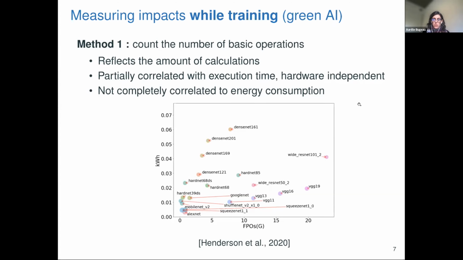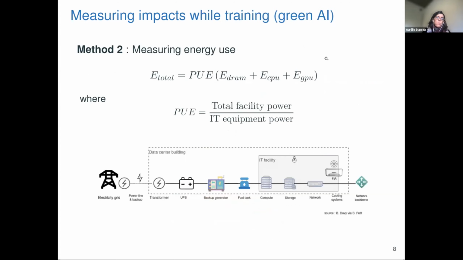So some people have proposed tools to measure the energy use more precisely by looking at the real usage, measuring how much energy it consumes. This is done by looking at the memory, the CPU, and the GPU energy. I won't go into too much technical detail. And also by looking at the power usage effectiveness of your data center. If you train big models in data centers, you need to be careful about which data center you train your model in.